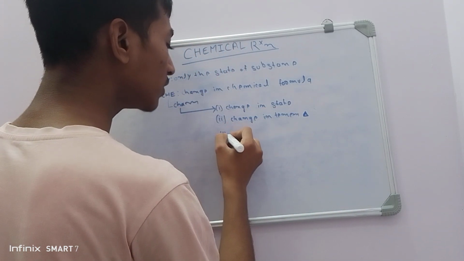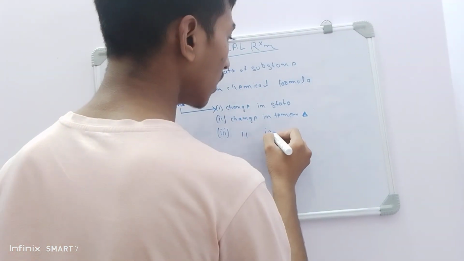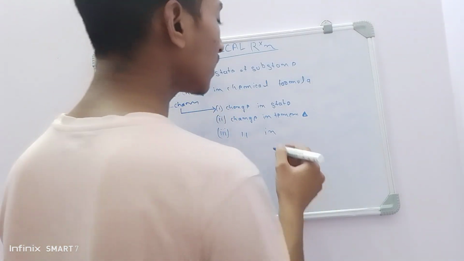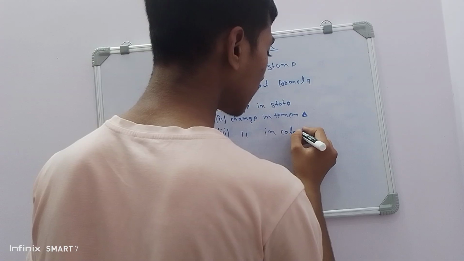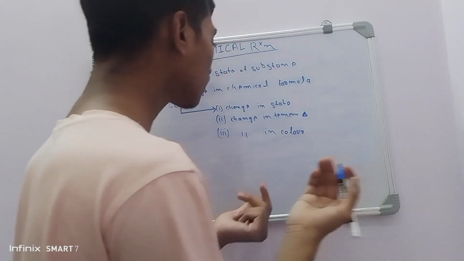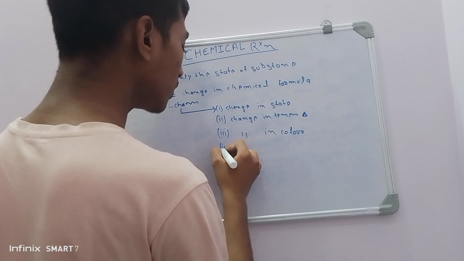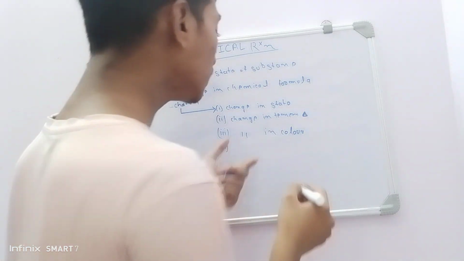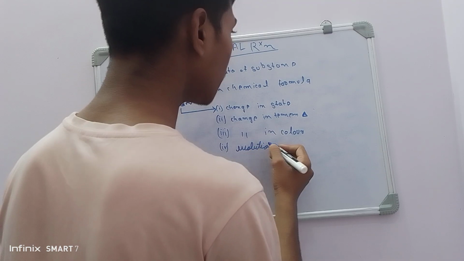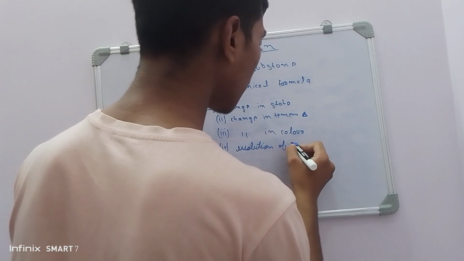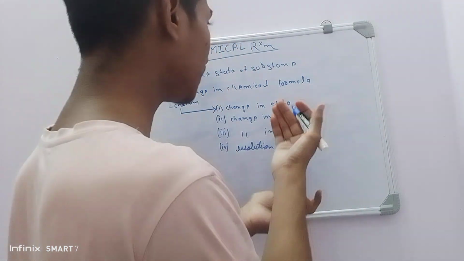Another thing by which you will say it is a chemical change is a change in color. When you see a change in color, you could say it is a type of chemical change. And the fifth thing you will see is evolution of gas. Evolution of gas means a change in chemical state. So evolution of gas is a property or characteristic showing that it is a chemical change.